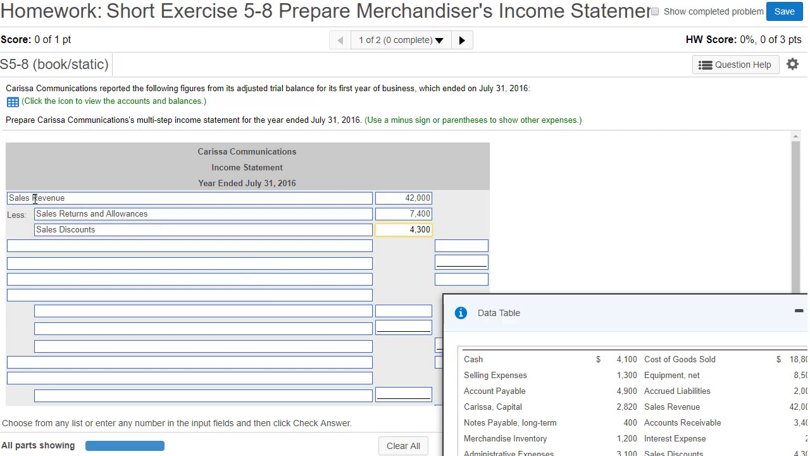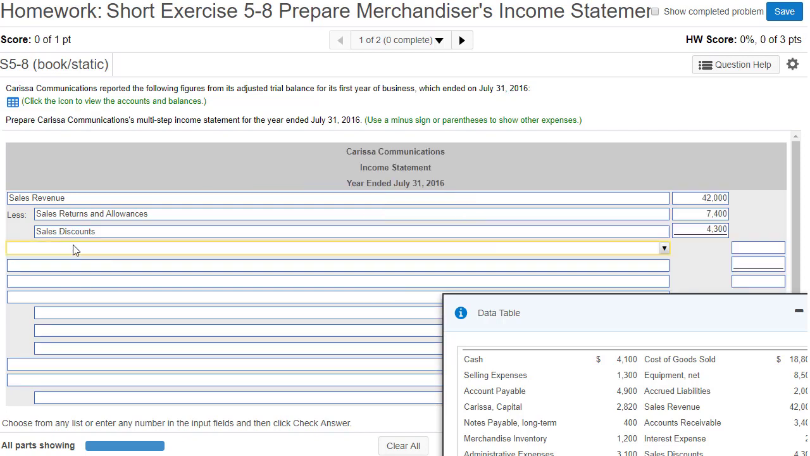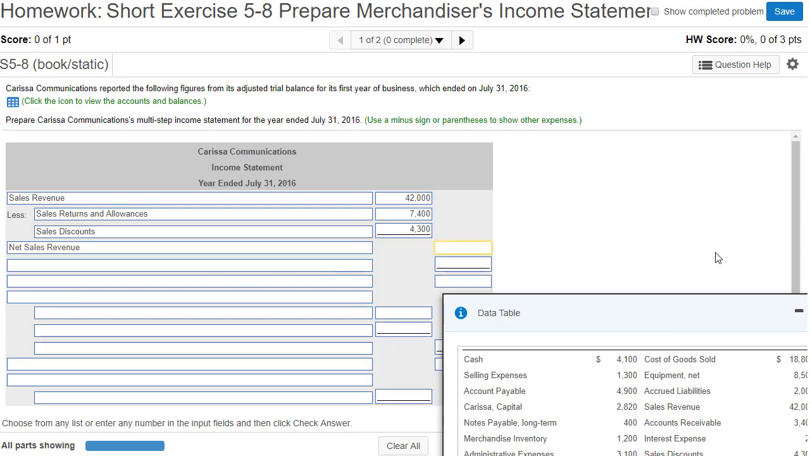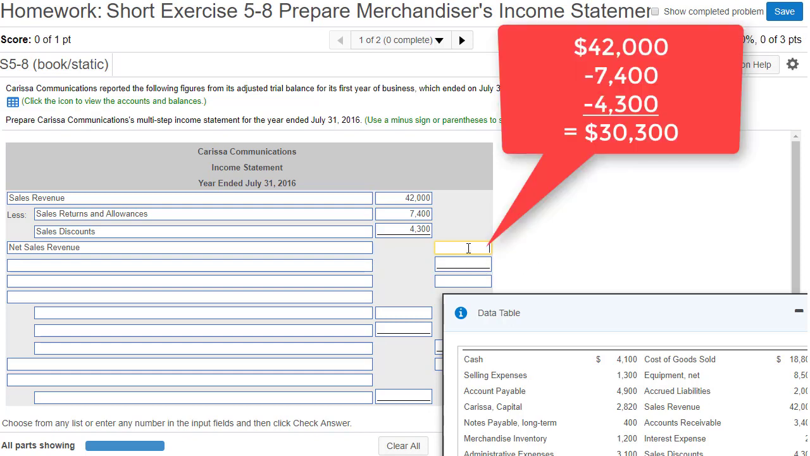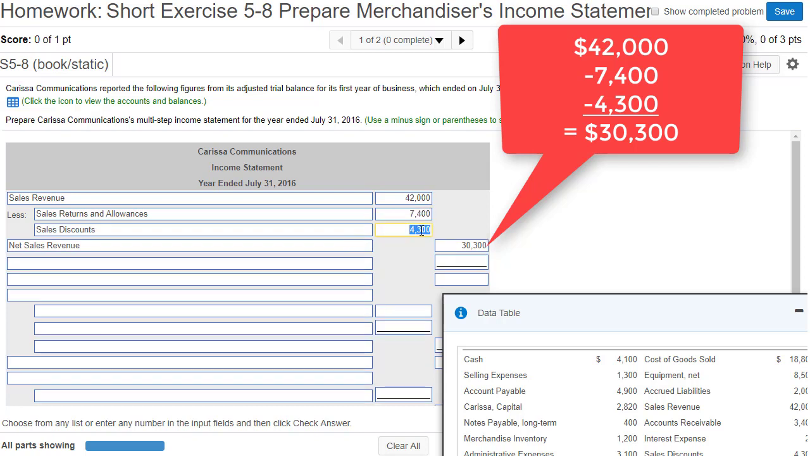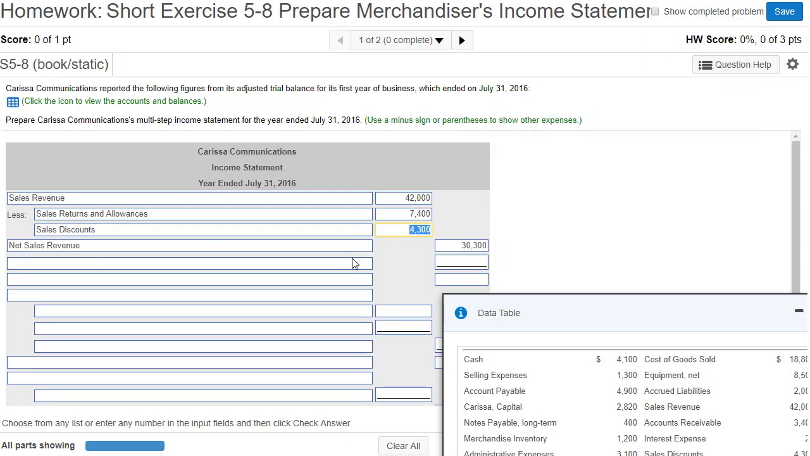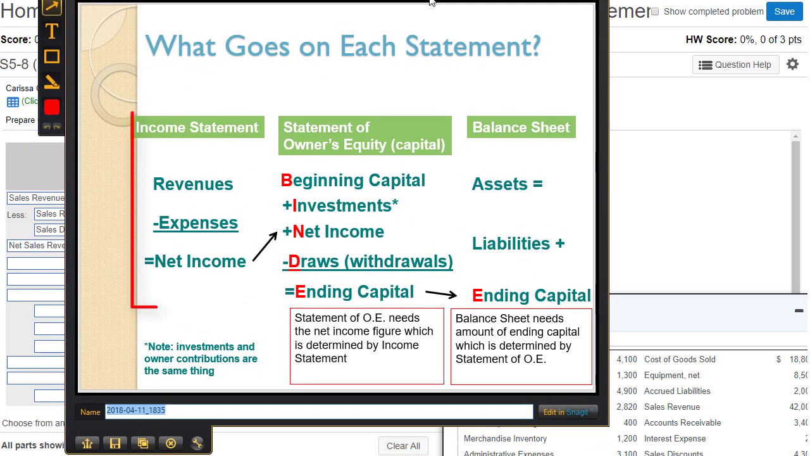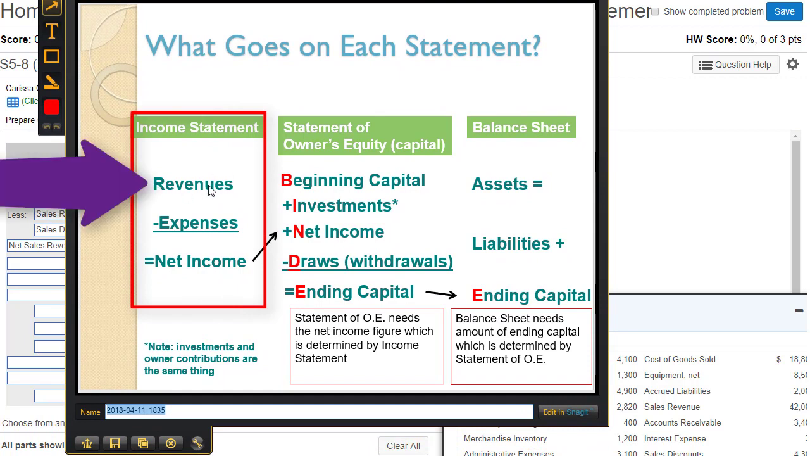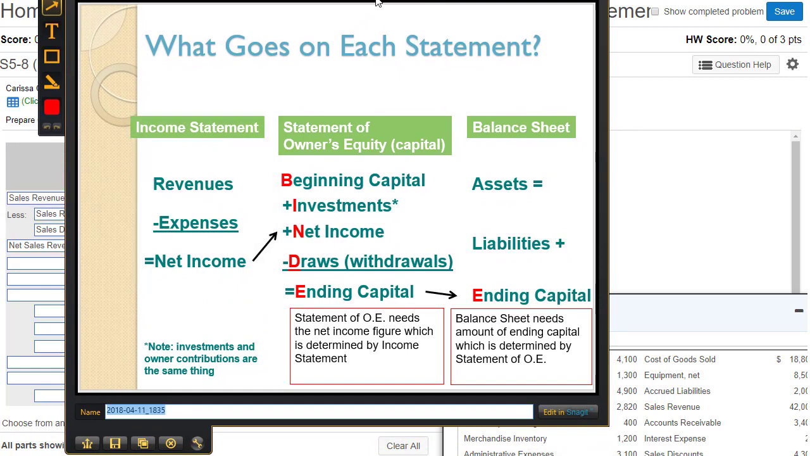So we're going to take our sales revenue, subtract our sales returns and allowances and sales discounts, and that gives us our net sales revenue. Net meaning after the returns, allowances, and after the discounts. So when we do the math, we get $30,300. Again, that's $42,000 minus the $7,400 minus the $4,300. So now, getting back to our basic formula for the income statement, we've now done the revenue section. Now we're going to subtract expenses.